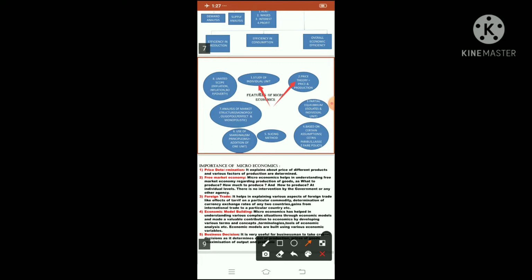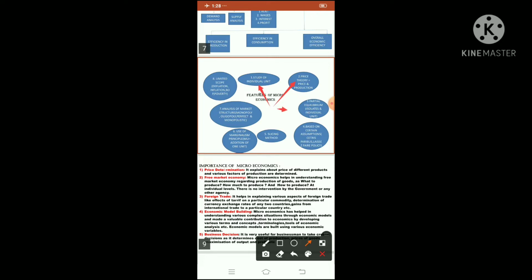Keep in mind, they can ask a fill in the blank: microeconomics is also known as price theory. Why price theory? Because it deals with product pricing and factor pricing. So product and factors. Which factors? Land, labor, etc. These are factors. So micro deals with product pricing as well as factor pricing, price and production. That is why it is called price theory. So microeconomics is denoted as price theory, children.